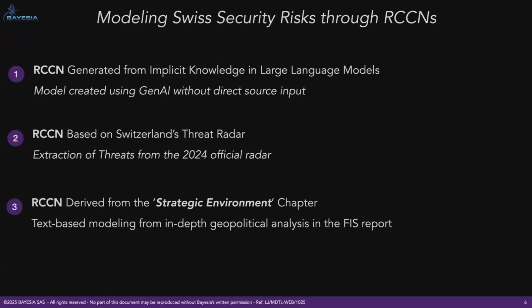After that, we're going to create another one, but instead of using the radar, which is already a kind of summary on just one single page in the report, we are going to focus on one chapter of about 20 pages that I have extracted, about the strategic environment. We are going to use these 20 pages for inducing an RCCN, right?